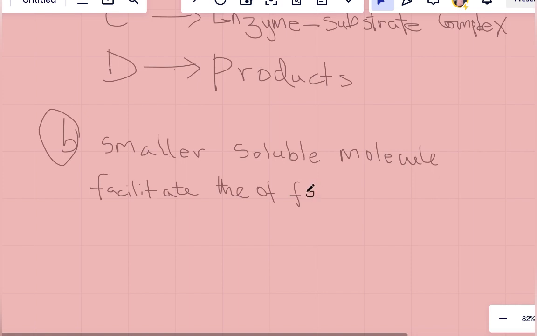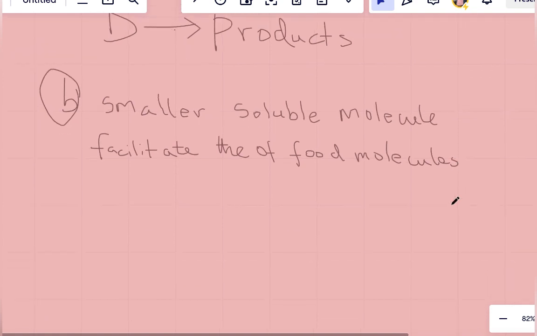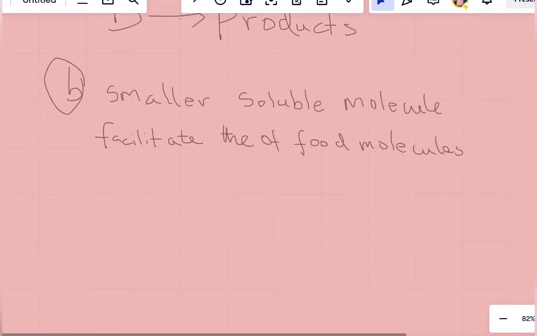Absorption of food molecules into the bloodstream. Since it's 2 marks, 2 good points is sufficient to earn 2 marks. If a question is 1 mark, 1 point is enough to earn the mark. If a question is 4 marks, it means you have to give 4 points. So we're done with this. We move to the next question.